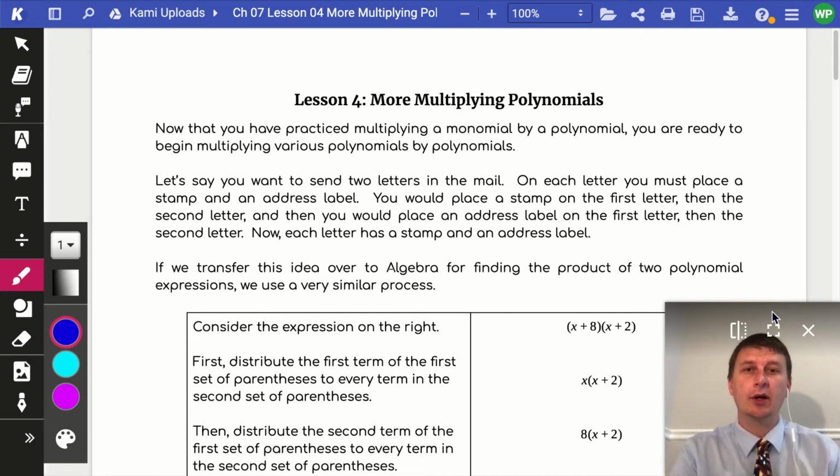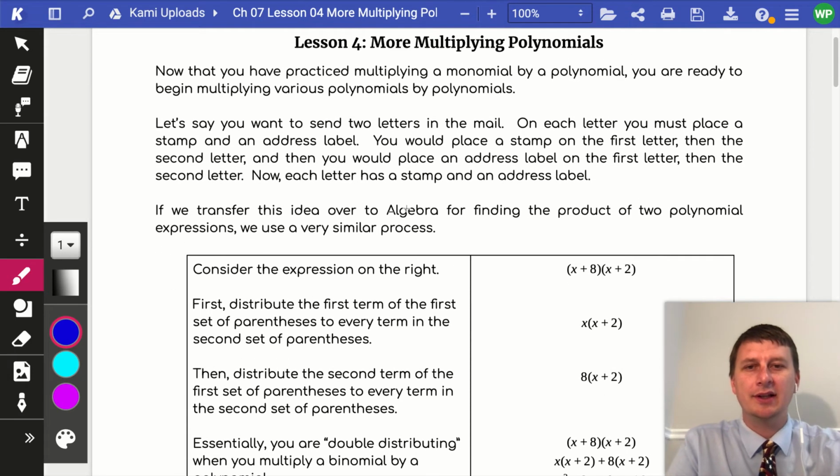And in this video we're going to be looking at more multiplying polynomials. In the last lesson we looked at how to multiply a monomial times a polynomial. But now you're ready to begin multiplying various polynomials by polynomials. So more than one term in each part of the product.